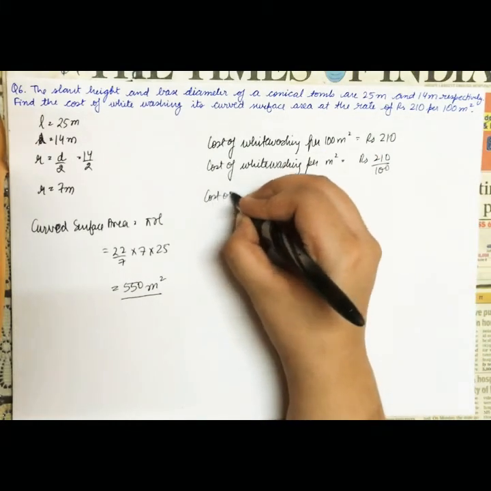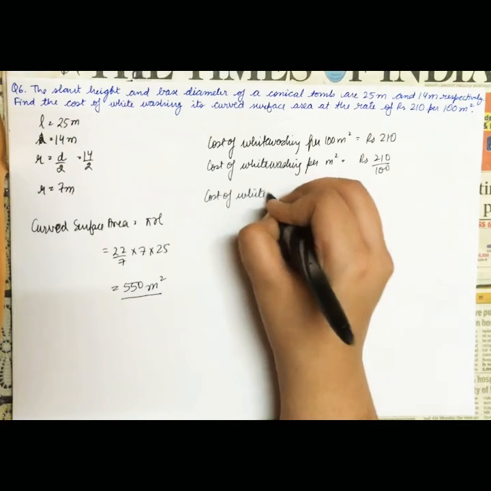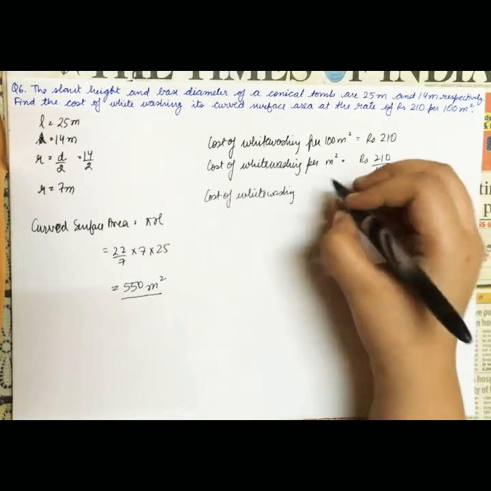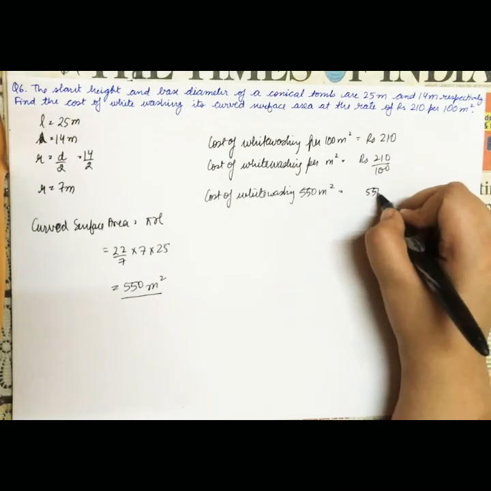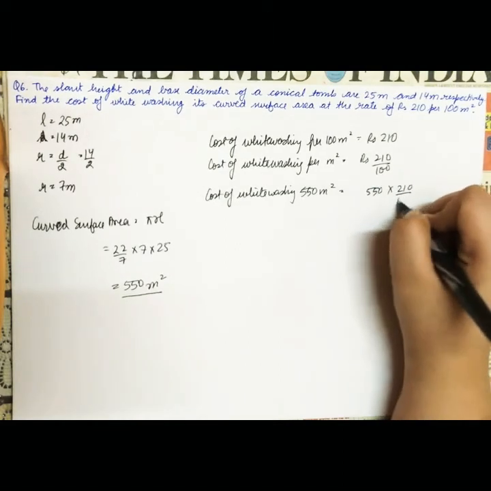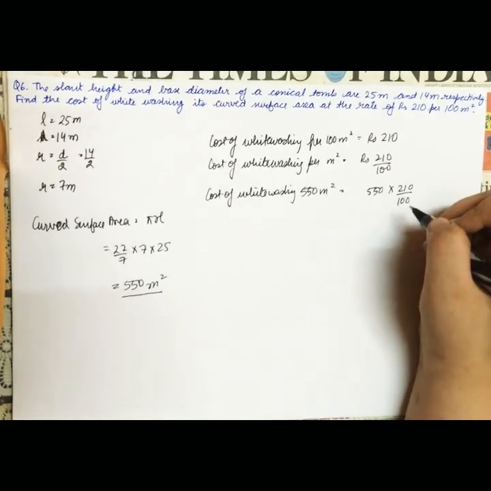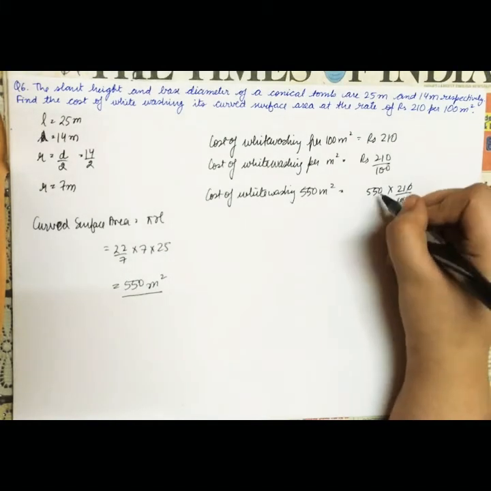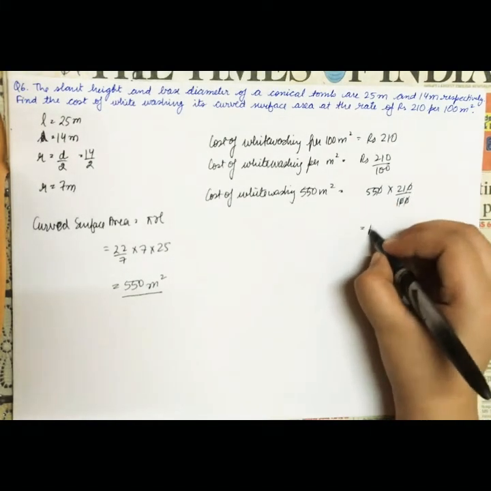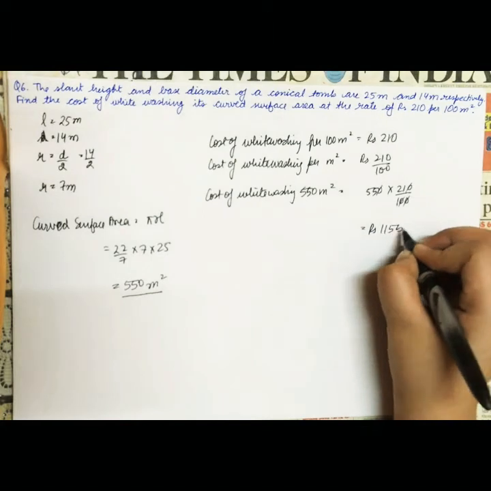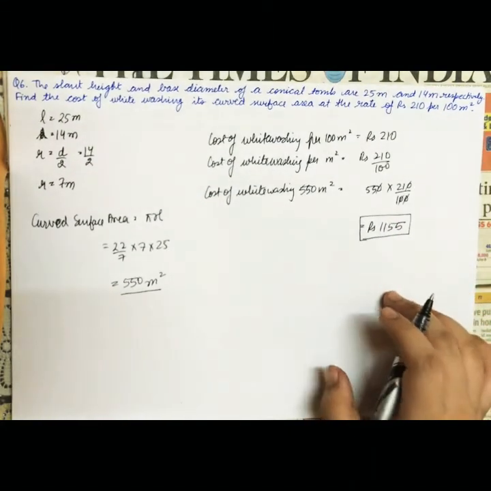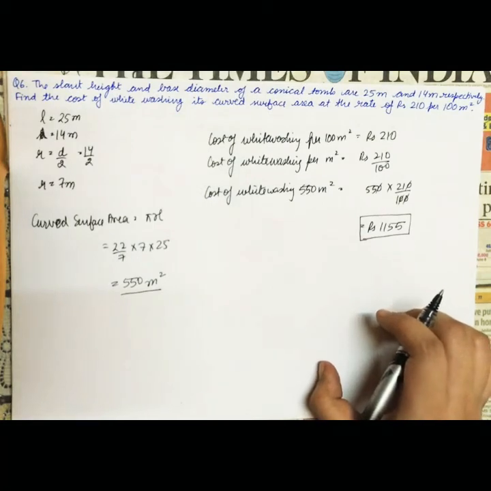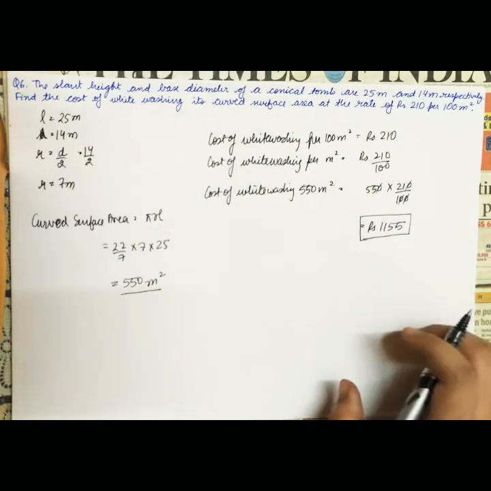Now cost of whitewashing 550 meter square will be 550 into 210 upon 100, which will be equal to rupees 1155. Therefore, the cost of whitewashing its curved surface area will be 1155 rupees.